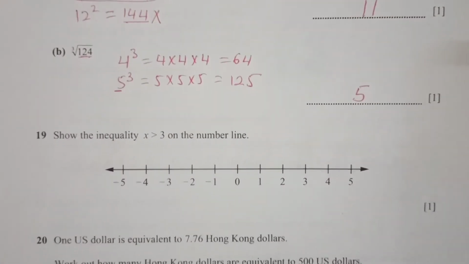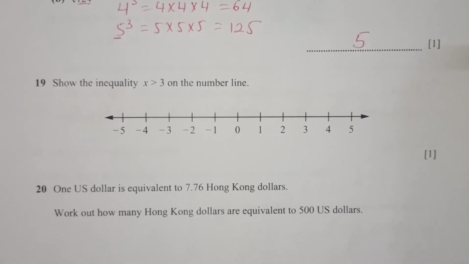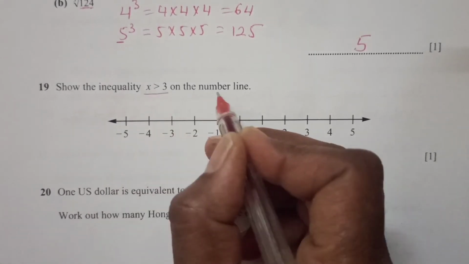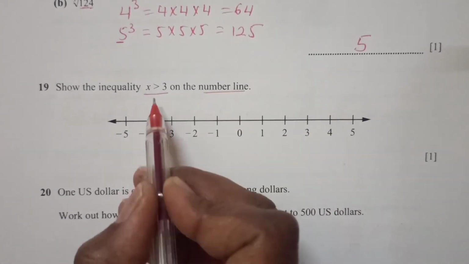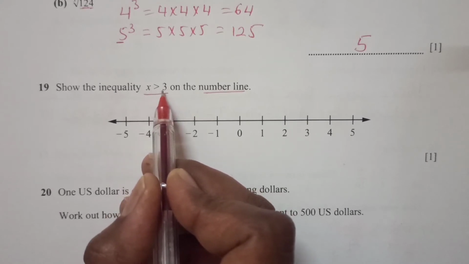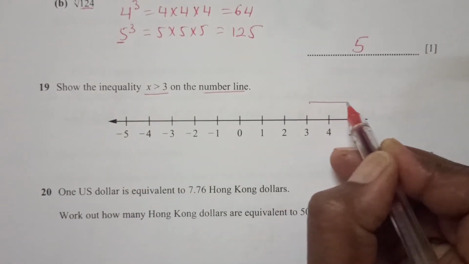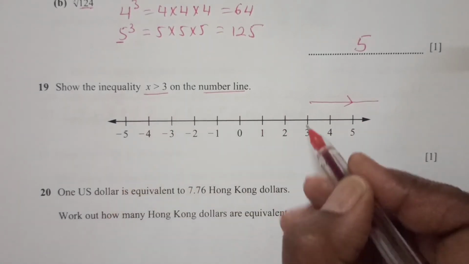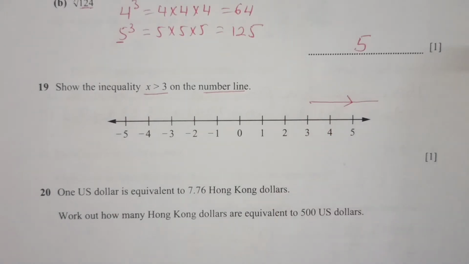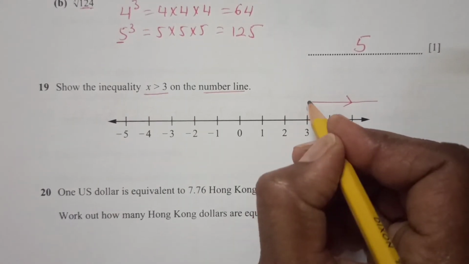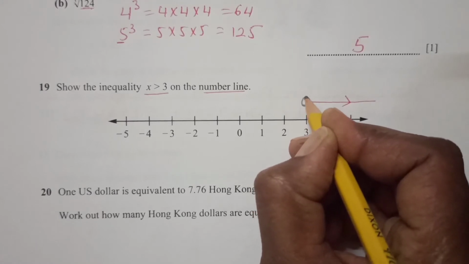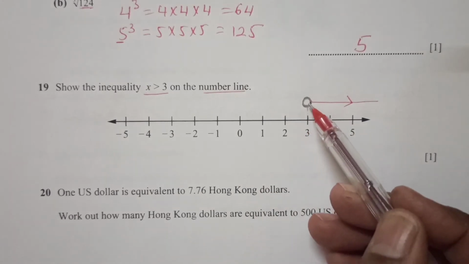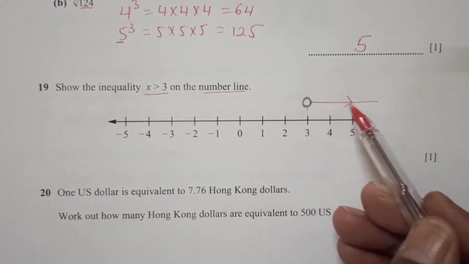Now number 19, show the inequality x greater than 3 on the number line. So we have to represent this on the number line. So you see here, x is greater than 3 means all these numbers on this side are greater than 3, but there is no equal sign. So what about 3? This is the line of 3, right? So we need to make a circle here that shows that this 3 is not included. So that means this number 3 is not included, rest of the values are there.